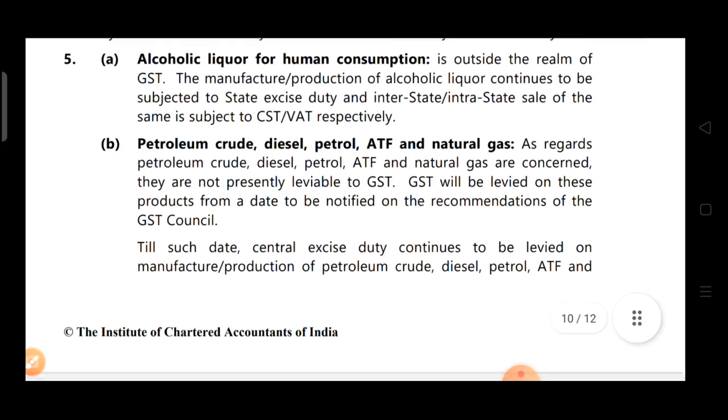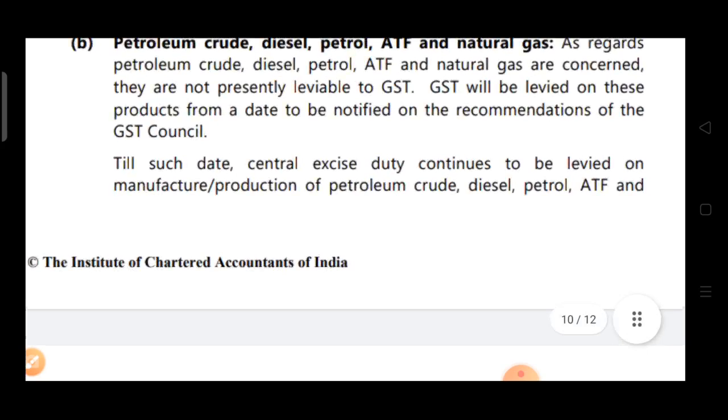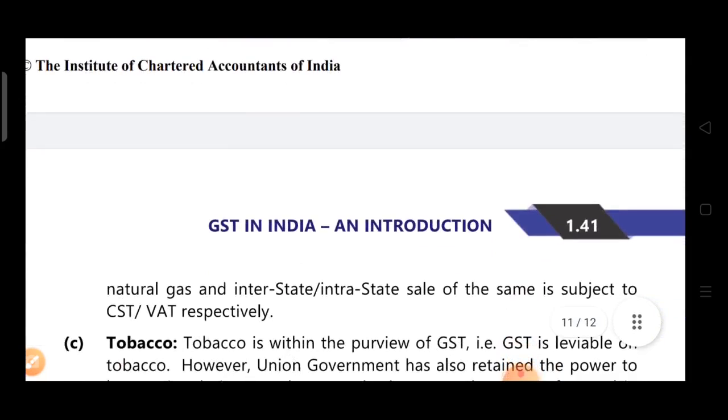In this case, as regards petroleum crude, diesel, petrol, aviation turbine fuel and natural gas, they are presently not leviable to GST. GST will be levied on these products from a date to be notified on the recommendation of the GST Council. Till now the date has not been notified, so there is no GST on these items. Till such date, central excise duty continues to be levied on manufactured production of petroleum crude, diesel, petrol, ATF and natural gas, and interstate or intrastate sale of the same is subjected to CST or VAT respectively.